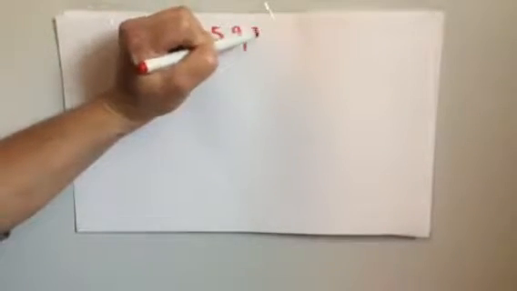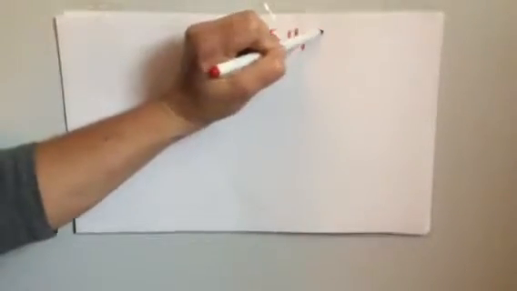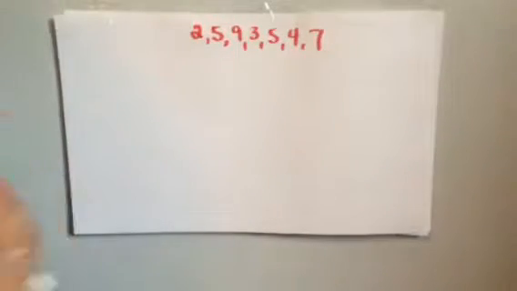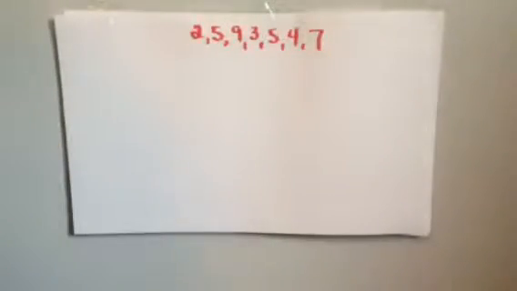So the first thing we have to do is list the numbers in order from least to greatest. Let's look at an odd number of elements. We will start with 2, 5, 9, 3, 5, 4, and 7. As you can see, there's 1, 2, 3, 4, 5, 6, 7 numbers that I wrote. Since 7 is an odd number, that's why I said we're starting with an odd number of elements.